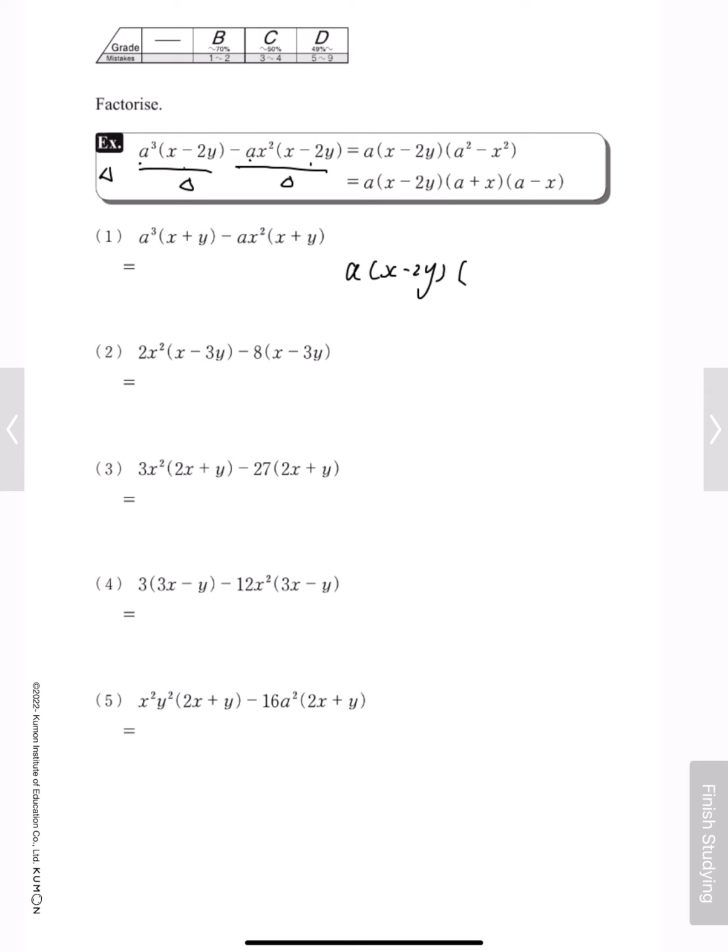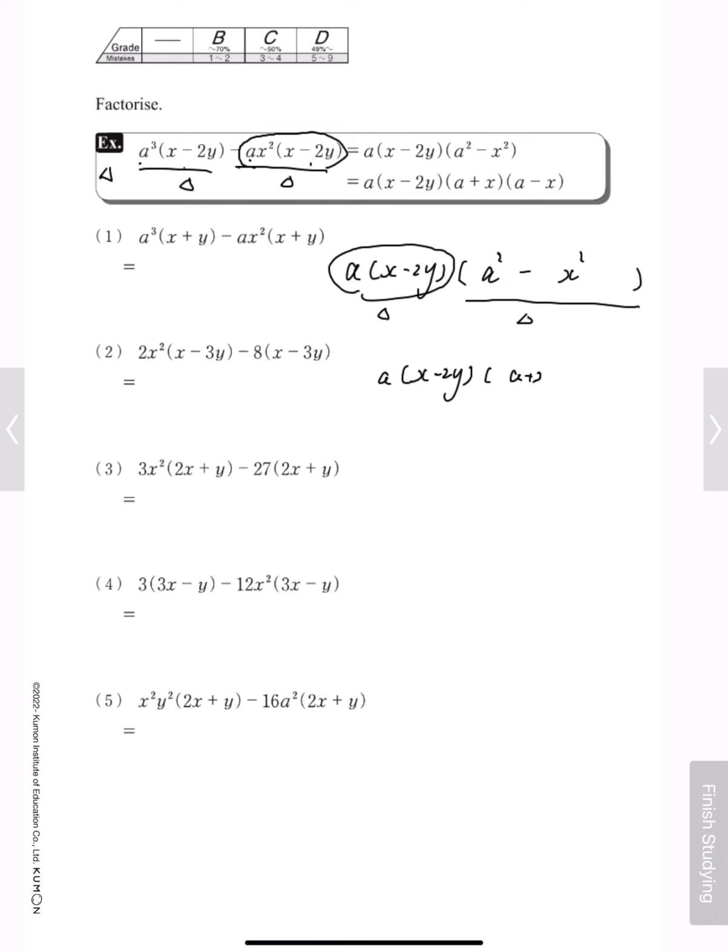So now I need to figure out what goes in a bigger bracket. What I have to put in is what I have left from the previous calculation. So a to the power of 3 times x minus 2y, if I divide it by a times x minus 2y, I will have a squared left. And from a x squared times x minus 2y, if I divide it by a times x minus 2y again, I will have x squared left. Did you see this is your difference of squares again? 100%. So nothing changes with the first one.